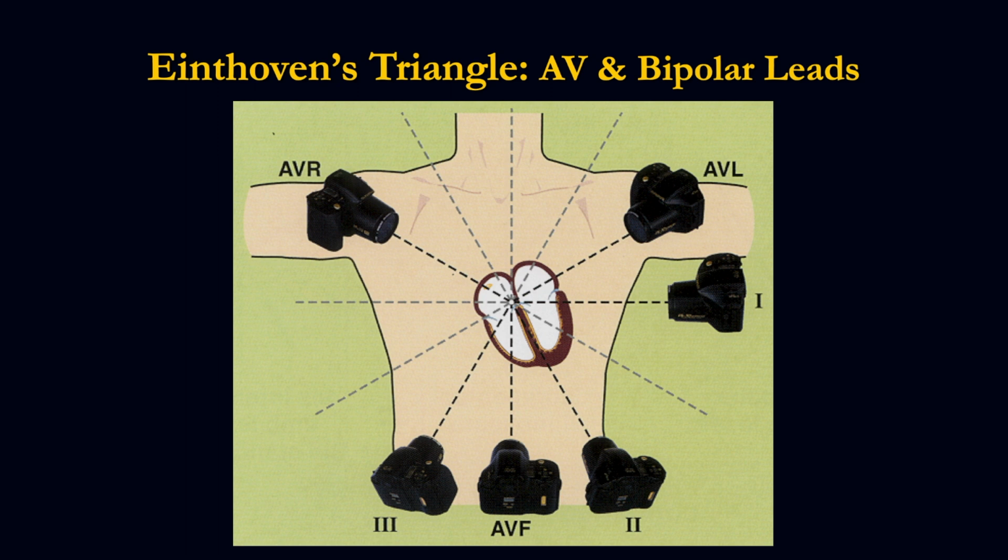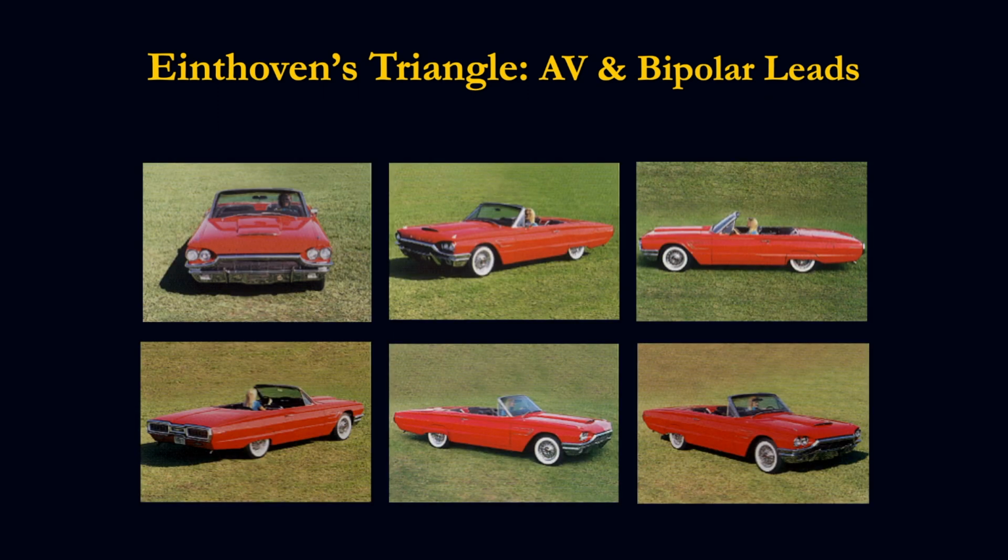Einthoven's triangle can be confusing, but one way to look at it is as if you had cameras posted at all of these electrodes so that you're getting different viewpoints of the heart. And that's all that the EKG allows us to do, is just look at the heart from different vantage points. Just like if we took a picture of a car from different viewpoints. Each of these angles represents the same car, however, we're looking at it from different viewpoints. Same thing with the EKG.